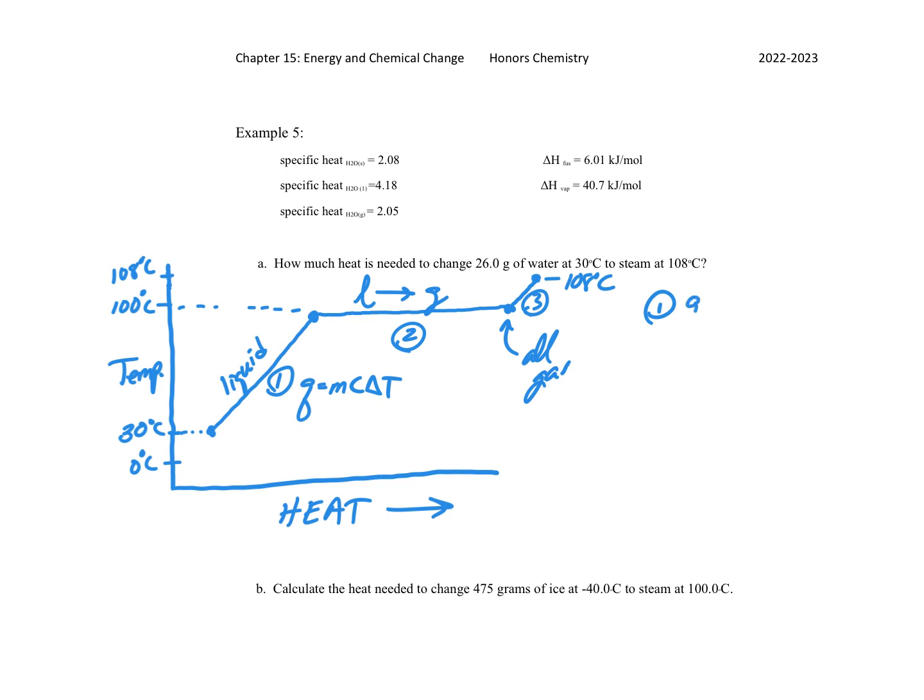Q equals mc delta T. All right, the amount of energy, that's 26 grams of water, 4.184 joules per gram degrees Celsius, and the change in temperature is 70 degrees, okay? Going from 30 degrees Celsius to 100 degrees Celsius, that is taking us up that curve, okay? So that is 70 degrees Celsius.